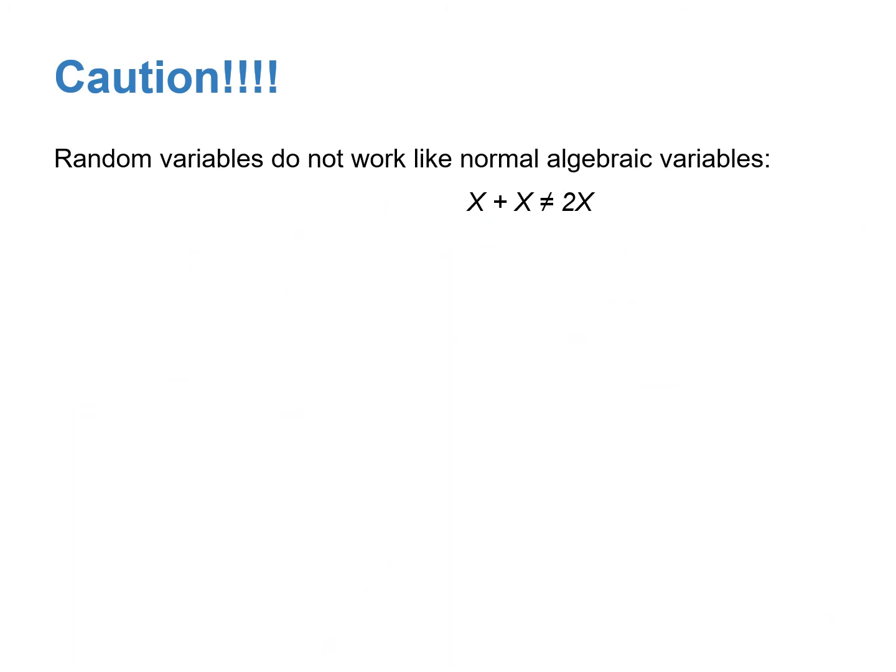One thing to be cautious about is just remembering that random variables don't work like normal algebraic variables. If I have two random iterations of an experiment that produce an outcome x and I add them together, then x plus x is not the same as having 2 times x. Let me explain why. If I think about x plus x, this is adding together two separate random quantities.